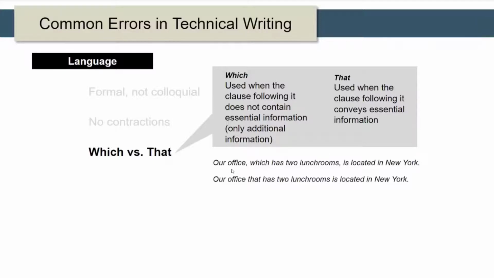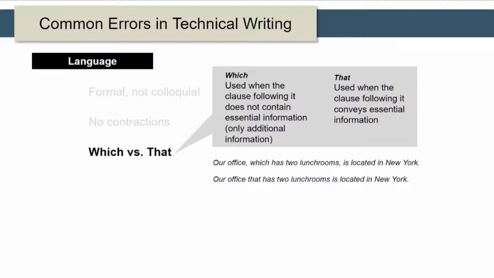So to illustrate this, just look at these two sentences. Our office, which has 2 lunchrooms, is located in New York. No big deal. We have an office in New York. Additional information is that it has 2 lunchrooms, right? So even if this, which has 2 lunchrooms, was removed from the sentence, it is still correct. Our office is located in New York. So there's just additional, non-essential information, which we just sort of slid into this sentence, the fact that that office has 2 lunchrooms. That was the use of which.